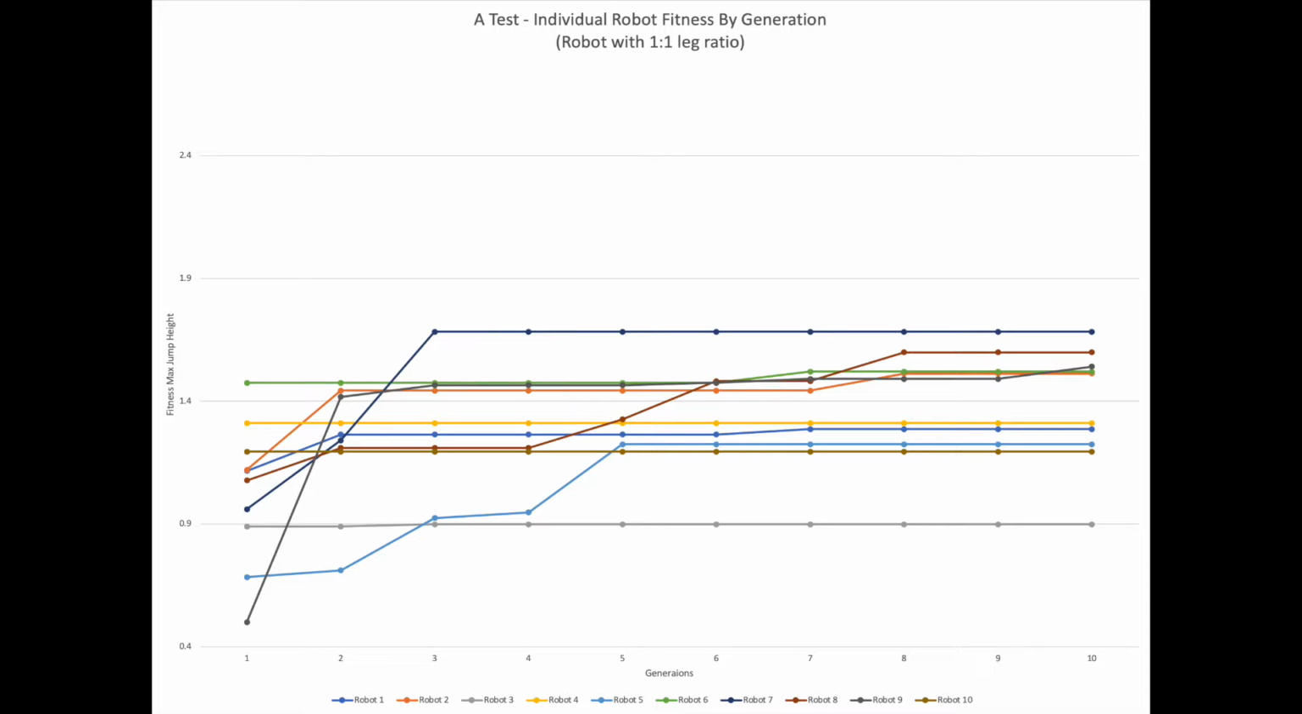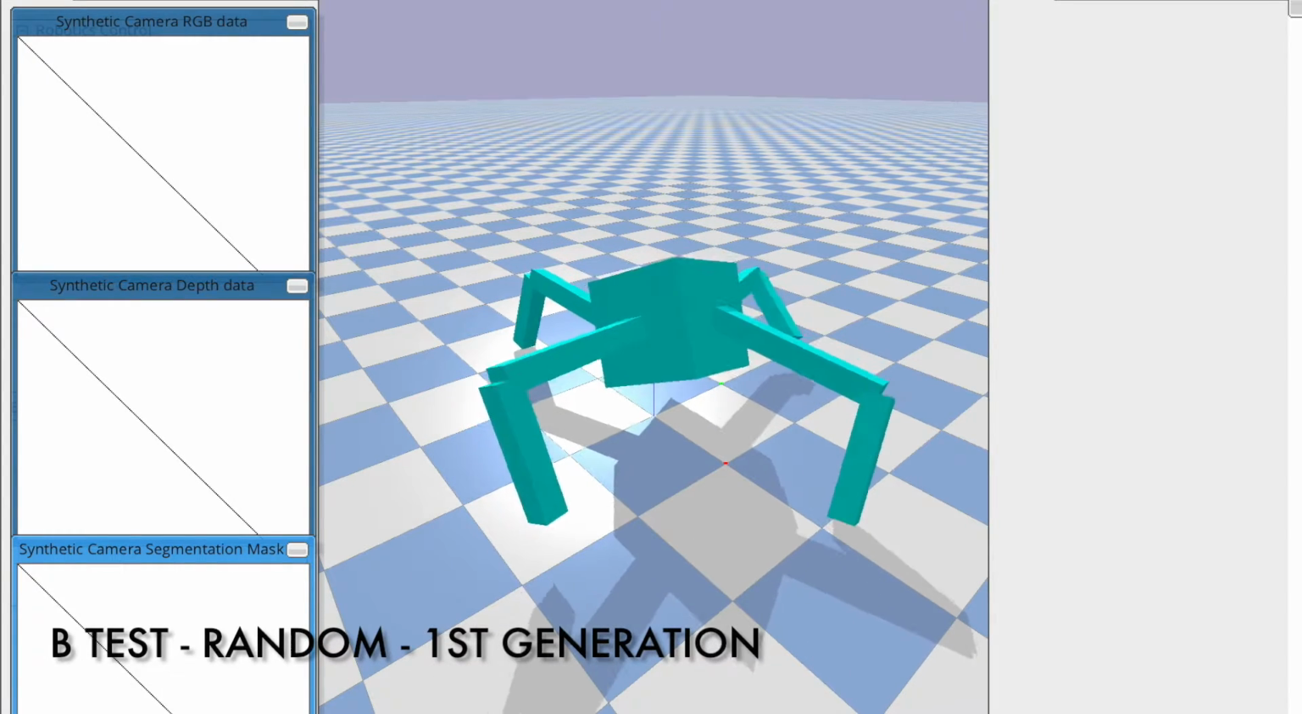You can see there was the most significant progress in the first 3 generations, and this progress begins to taper off as the jump height of the robot reaches about 50% of the robot's total height.